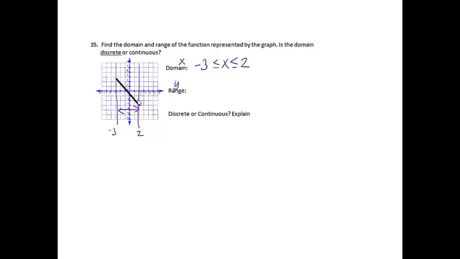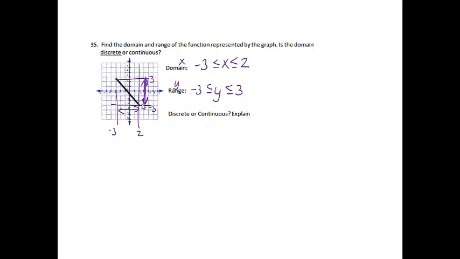Right? The range, we're going to look at how far down it goes to how far up it goes. So we're looking at this. How far down to how far up. Okay? So how far down? It goes down to -3, and it goes up to, looks like 3. Okay, so our range is going to be -3 ≤ y ≤ 3. Right? Then it says, is the graph discrete or continuous?